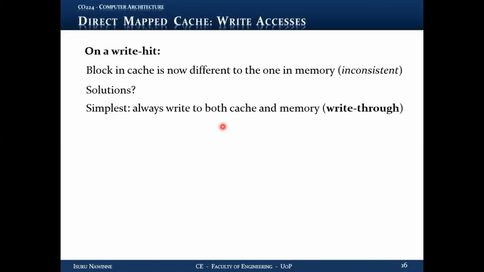So when a write access comes to the cache, the controller needs to determine whether this is a hit or a miss, do the tag comparison. So in the case of a hit for write access, the block is already in the cache and we update it, and once we update it, the copy in the cache is different from the copy in the memory. So we call that block inconsistent with the memory. So the simplest solution we discussed was to write through, that is always write to both cache and memory when a write access happens.